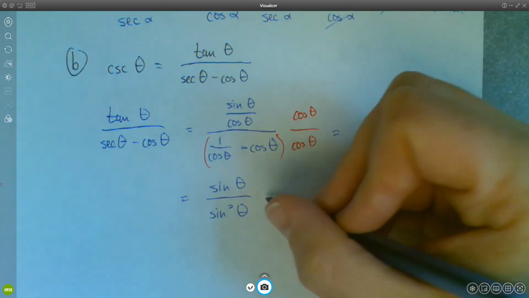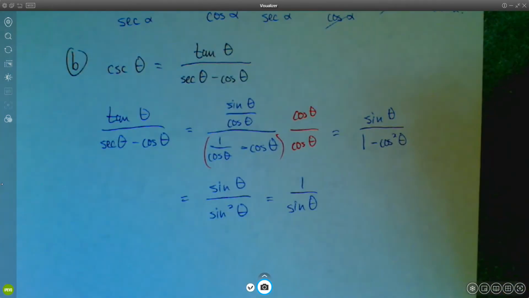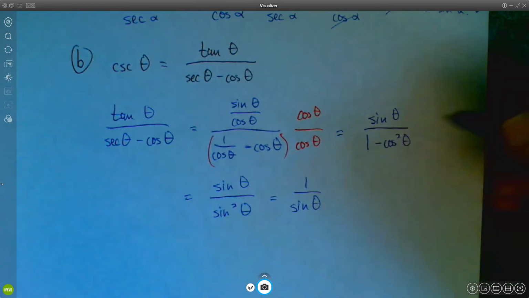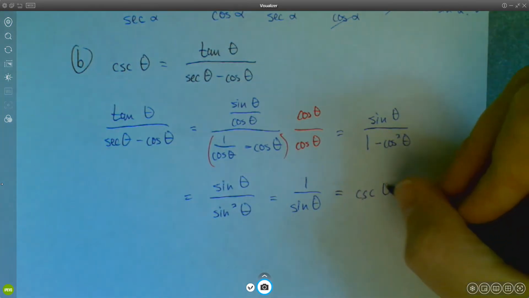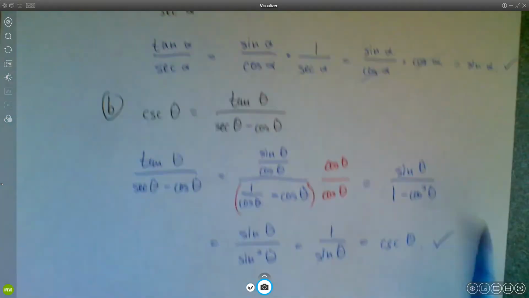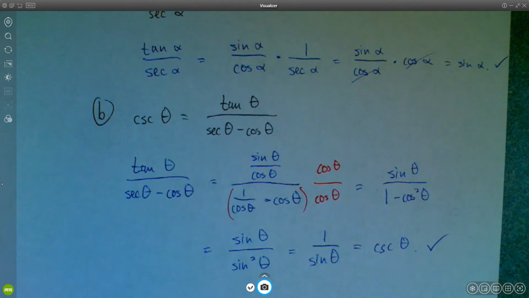Well, so one of the sines will cancel. So this is just 1 over sine theta. And then you have the reciprocal identity, right? 1 over sine theta is cosecant theta. And that's exactly where we were trying to land, right? So that does it for part B.